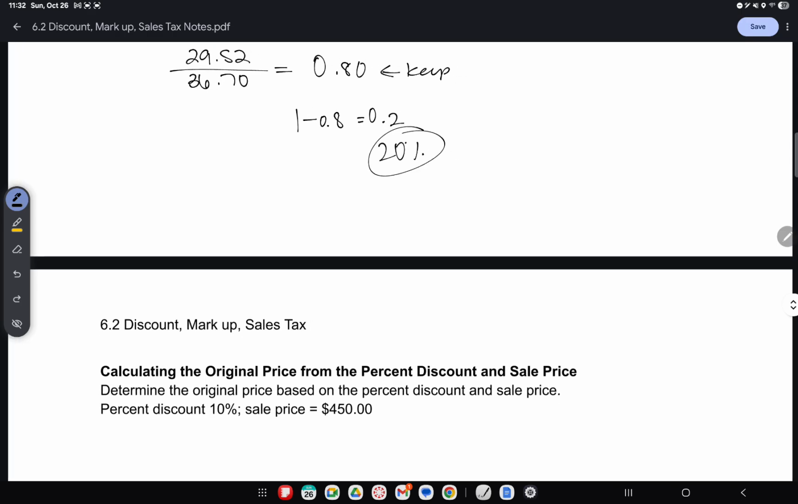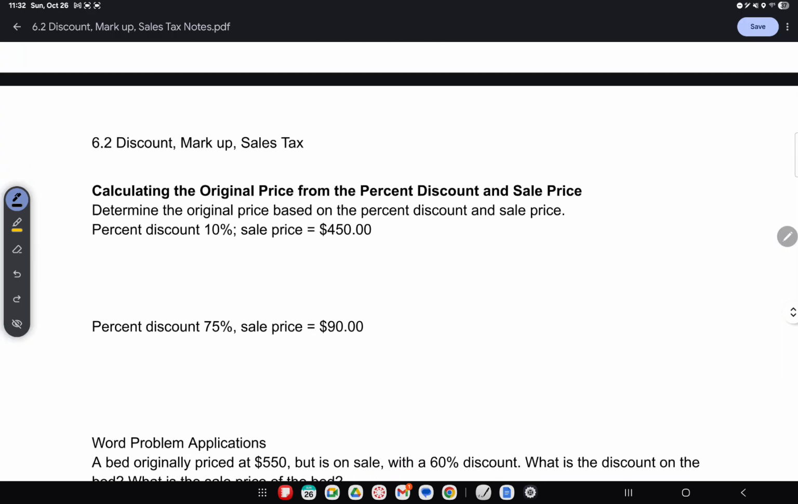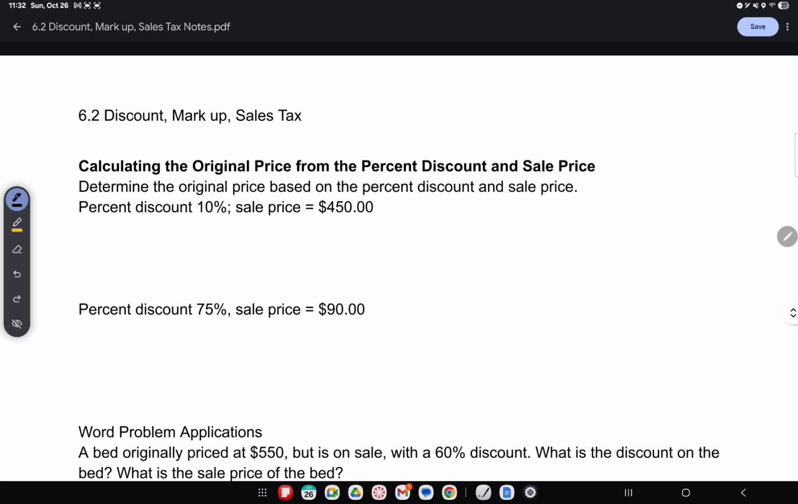What if we're given different information? So we know the percent discount, we know the sale price, and we want to know the original. So using that same idea, I'll give that original formula up here. That sale price was the original times 1 minus the discount. Well, this time we want to find the original. So we would have to divide both sides by that 1 minus the discount. Well, this 1 minus the discount is really the percent we're keeping.